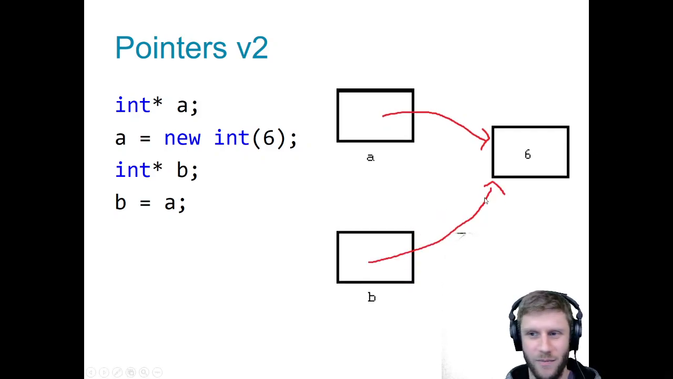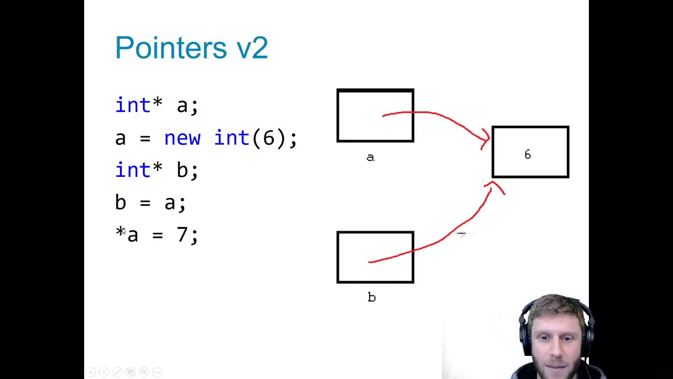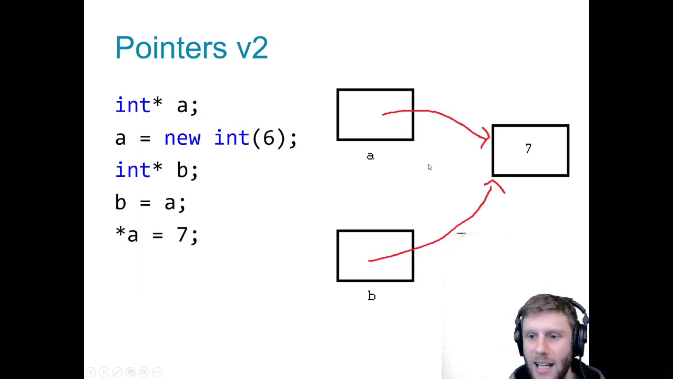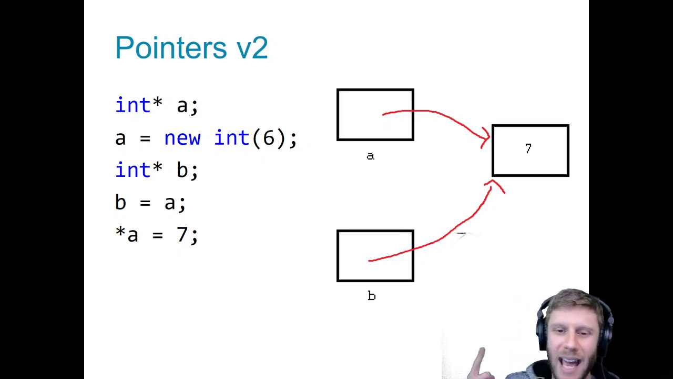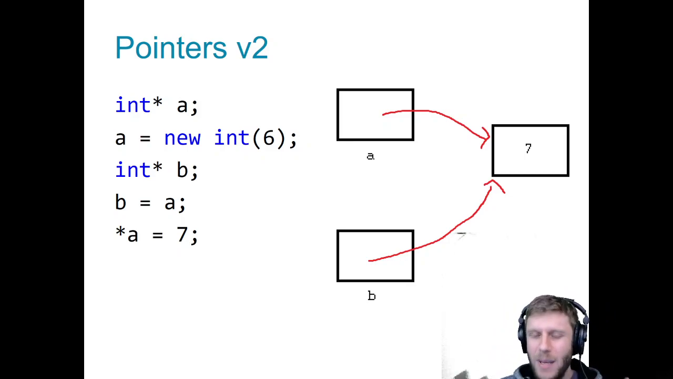Oh, I guess I just fixed it. And then if I say star a, if I dereference it, set it to 7, now it's changed for both a and b, but a and b themselves are left unchanged. It's the thing that a and b are both pointing to that changed. But a and b themselves have not changed. This is important.